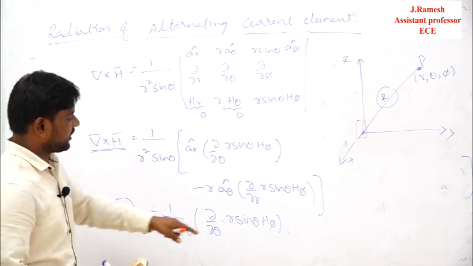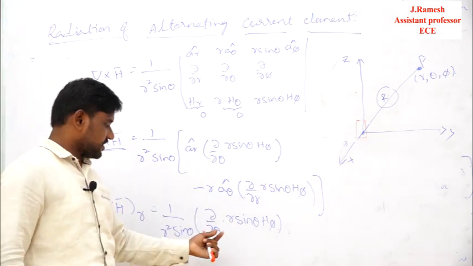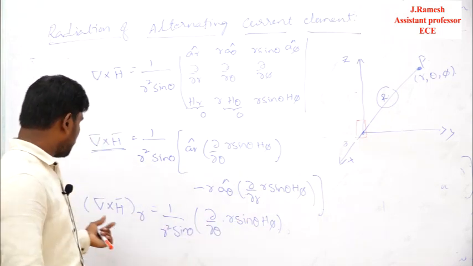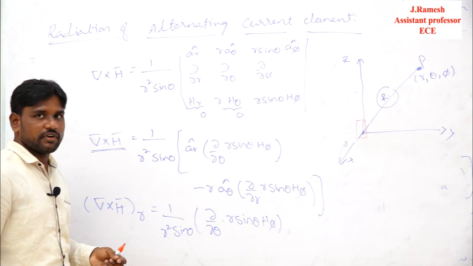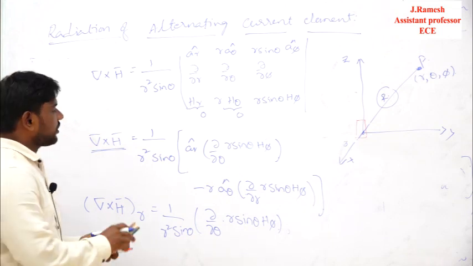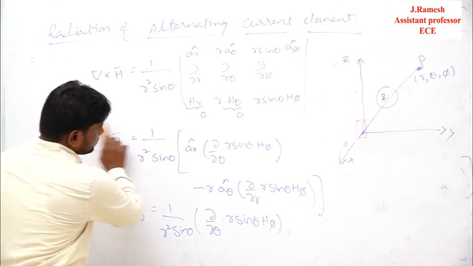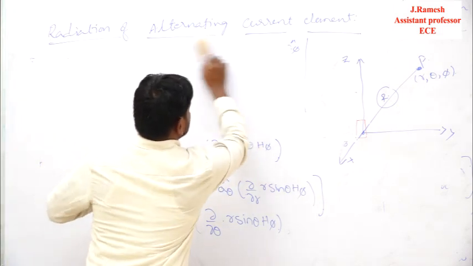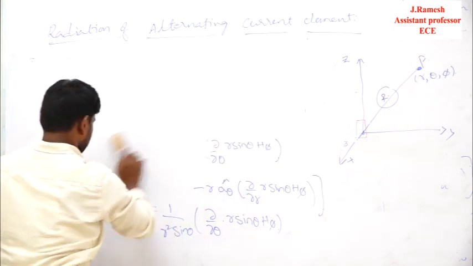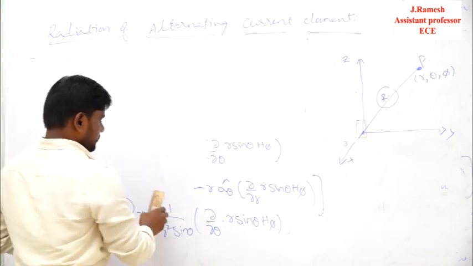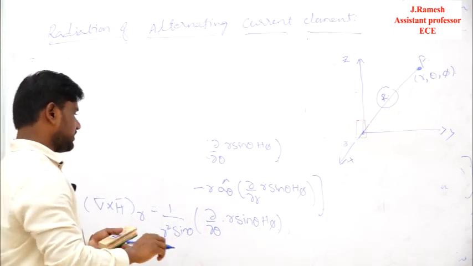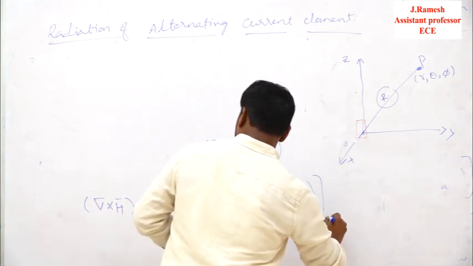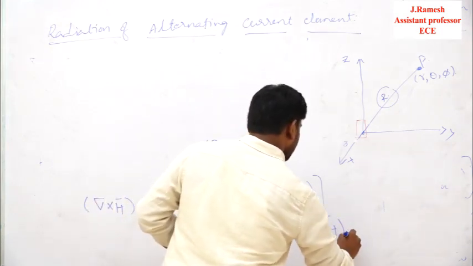We already derived what is h phi. So we just have to take the derivative of this one, then you will get the component of del cross H bar r. Now again, at the same time I can write my expression of del cross H bar, what is the component of theta.